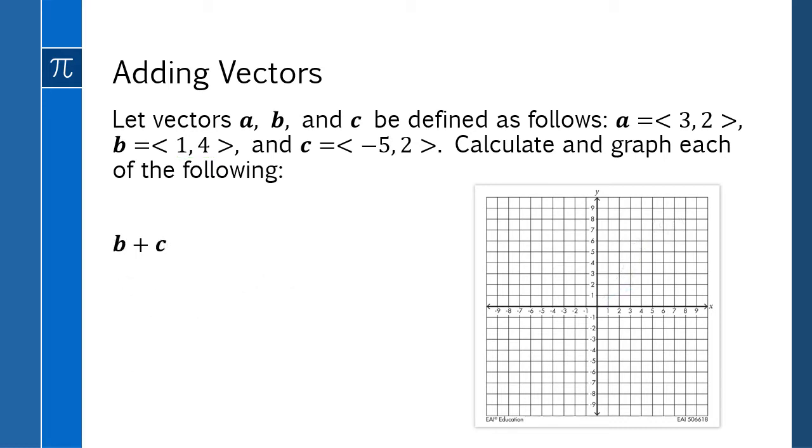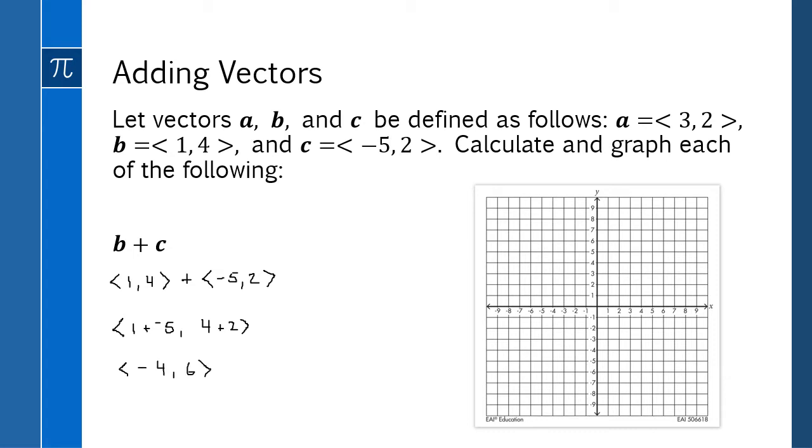Let's look at another example. This time we want to do vector B plus vector C. So vector B has terminal point 1, 4. Vector C has terminal point -5, 2. So if we add those together, we're going to be adding the x-coordinates 1 plus -5 and the y-coordinates 4 plus 2. And then we end up with -4, 6.